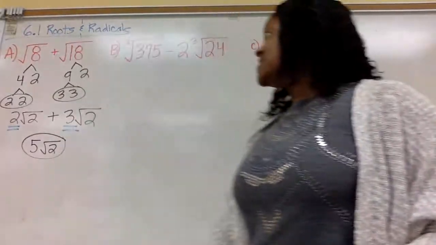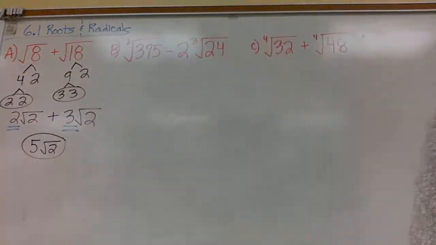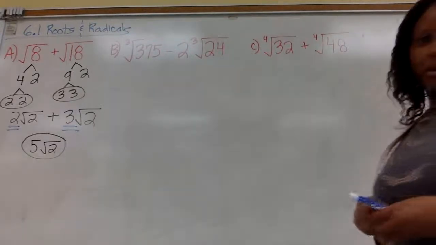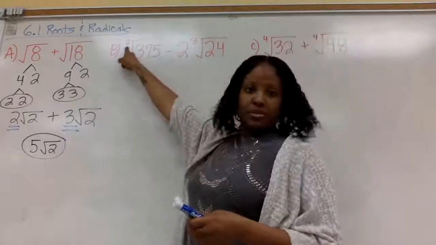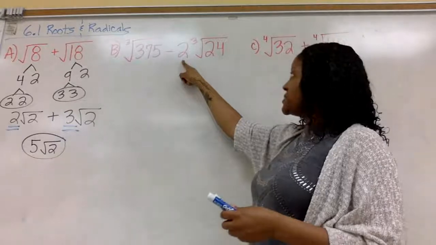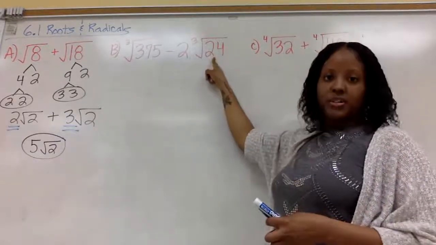So if it doesn't start as like terms, we're probably going to have to do some sort of factor tree and break it down so that it is like terms. All right, let's move on to B. The cube root, so that's a 3. The cube root of 375 minus 2 times the cube root of 24.